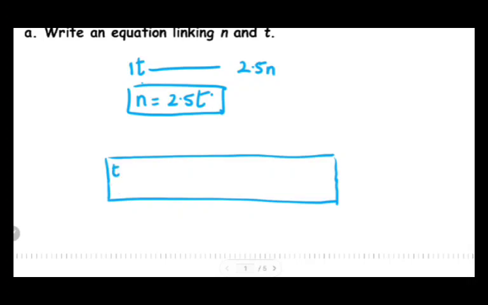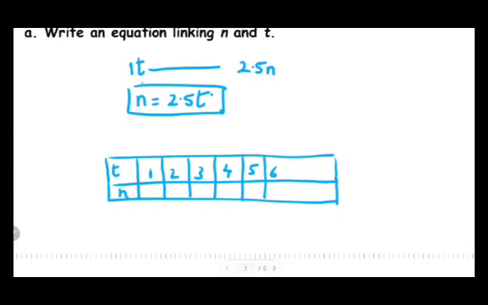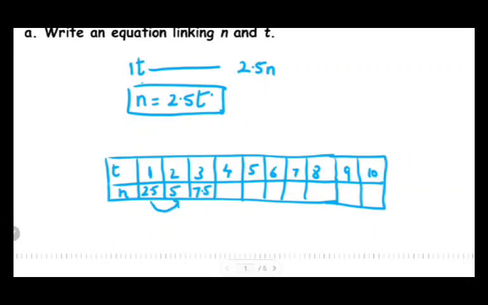T on top, N below. So 1 second, 2, 3, 4, 5, 6, 7, 8, 9 and 10. So in 1 second, the number of photocopier sheets is 2.5. It's going to be 5, 7.5, children. The difference is 2.5, correct? So each time I will increase the number by 2.5.